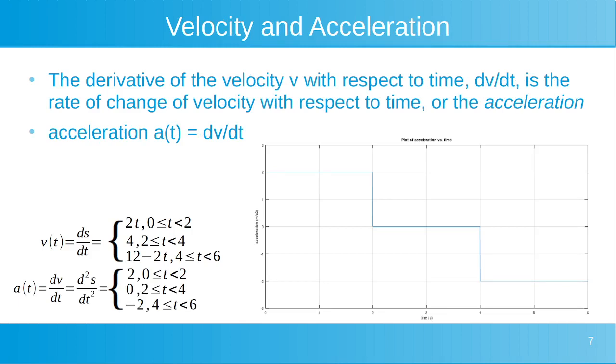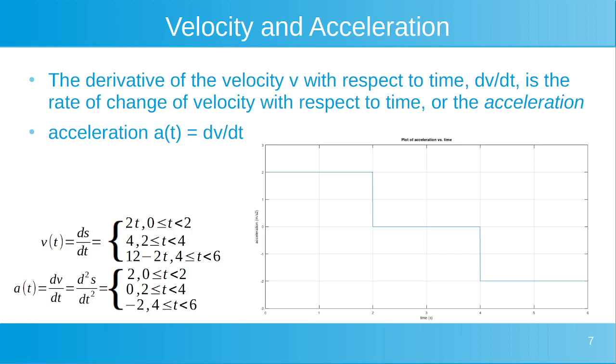But we can go further than that. We can also look at the relationship between velocity and acceleration. The derivative of the velocity with respect to time, dv/dt, is the rate of change of velocity with respect to time. And the change in velocity per change in time, well, that's the acceleration of the object. So our acceleration a, as a function of t, is equal to the derivative dv/dt.